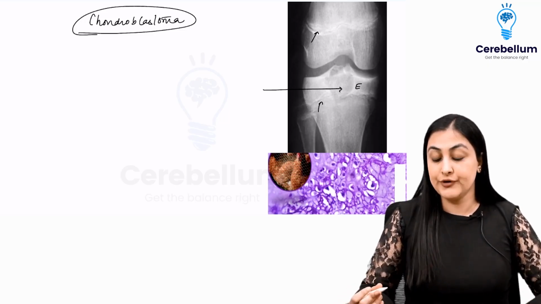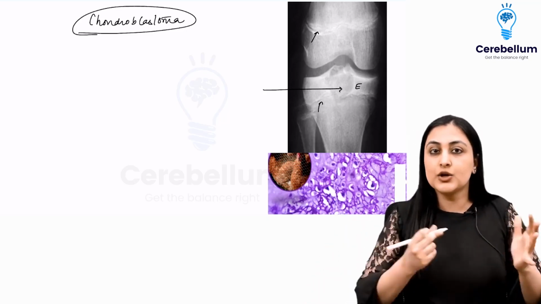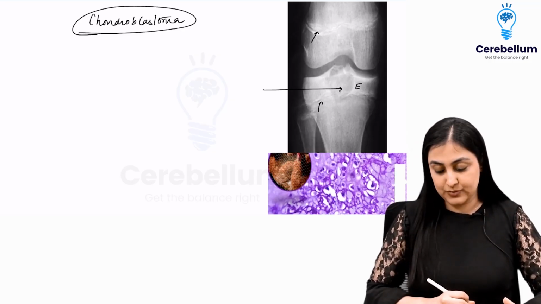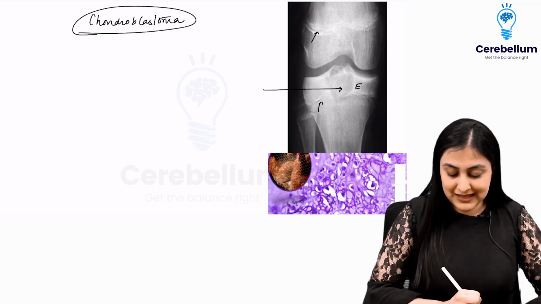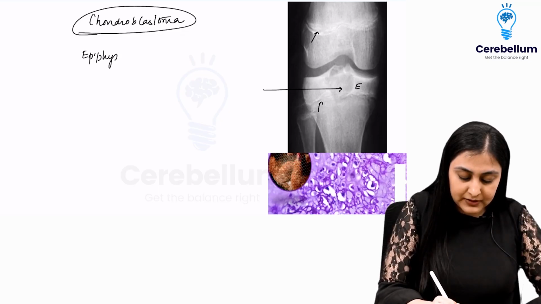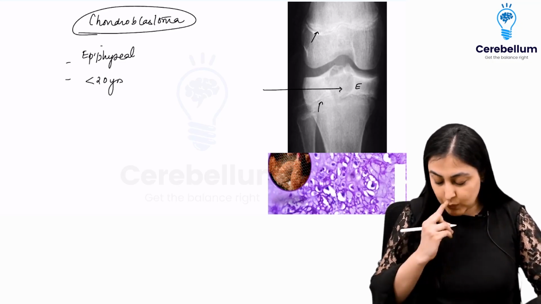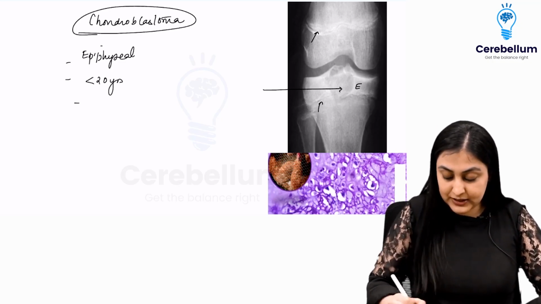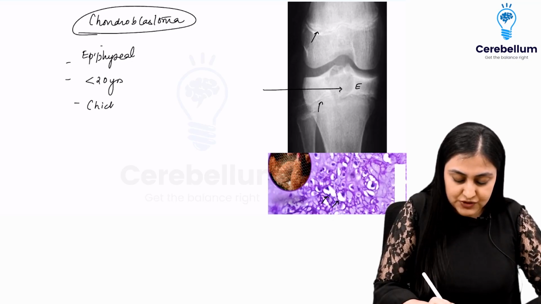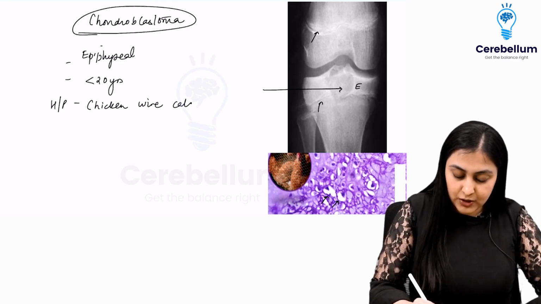Okay, so remember, if the growth plate is fused, an epiphyseal tumor is likely to be GCT. If the growth plate is not fused, an epiphyseal tumor is likely to be chondroblastoma. Chondroblastoma is a very benign lesion, and remember, it is epiphyseal. The age group it involves is less than 20 years. On histopath, what we are going to see is this chicken wire calcification. Can you see this? There's calcification in the periphery. So this is chicken wire calcification on histopath that we are going to observe.